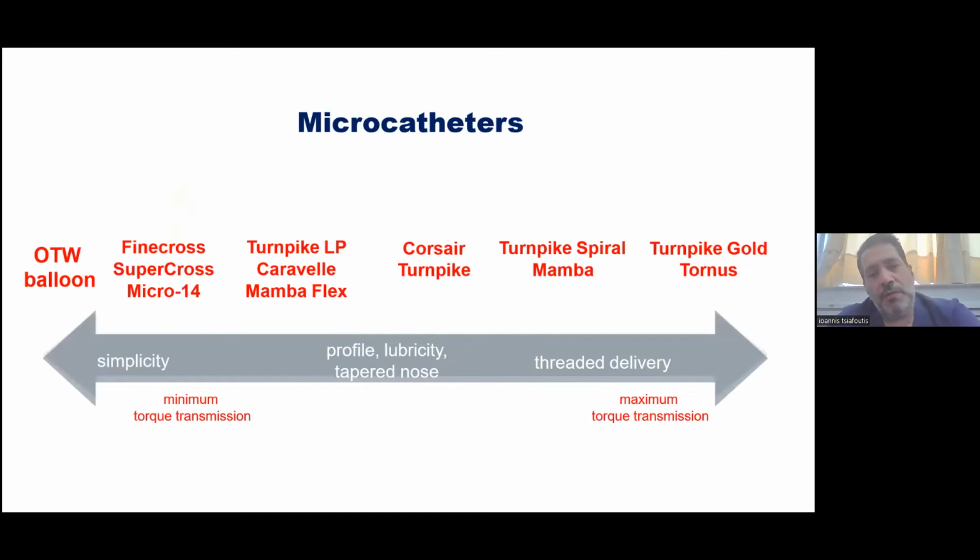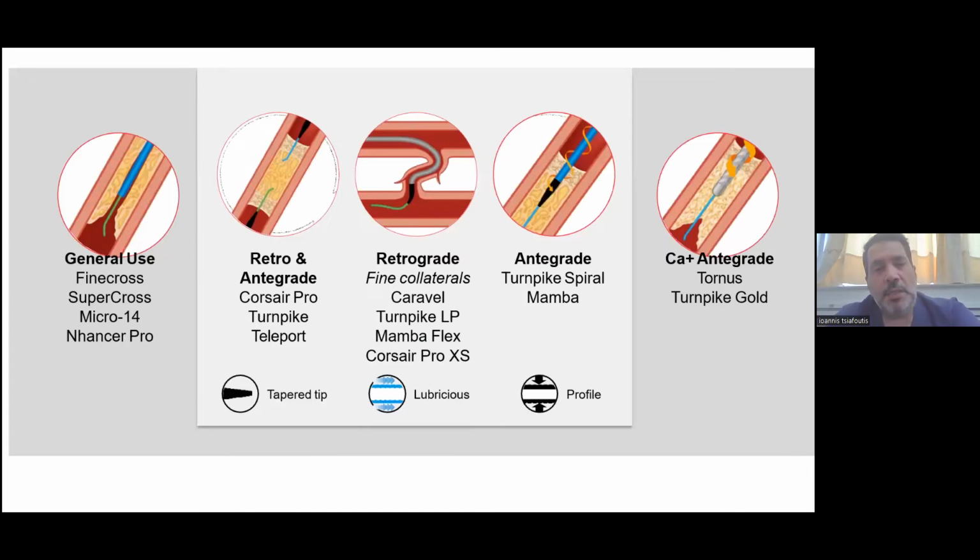We have a big range of microcatheters, going from simple pushing to threaded delivery, depending on profile, lubricity, and how tapered the tip is, from minimum torque transmission to maximum torque transmission. We have microcatheters for every use: for general use, for retro and antegrade, for retrograde with small collaterals, and just for antegrade procedures with so much calcium.